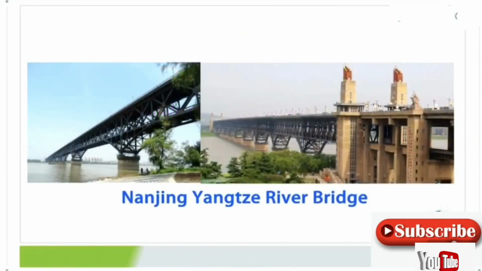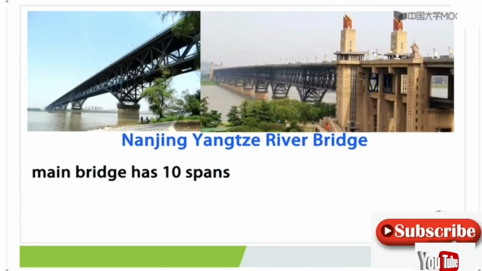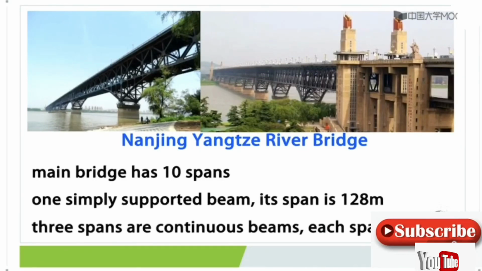Look at this picture. It shows us the Nanjing Yangtze River Bridge. The main bridge has 10 spans. One is a simply supported beam. Its span is 128 meters. The other 3 spans are continuous beams. Each span is 160 meters. So actually, this bridge contains 2 models.